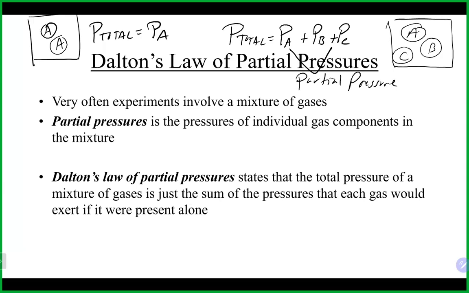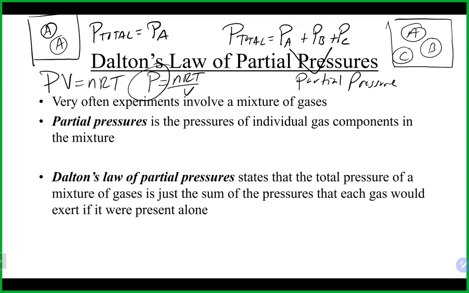Now, how do we get all these gas pressures? Probably the most common way to get the pressure of each of these gases is to just use the ideal gas law. PV equals nRT, solve for P: nRT divided by V. We basically would do the ideal gas law for each gas individually.